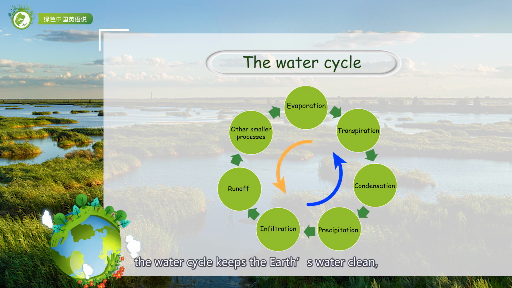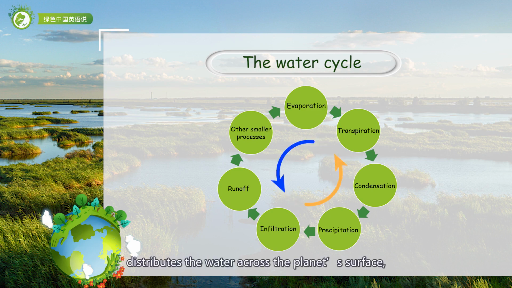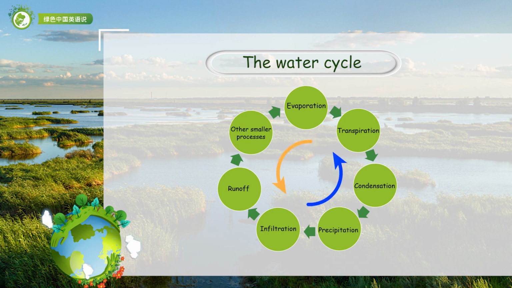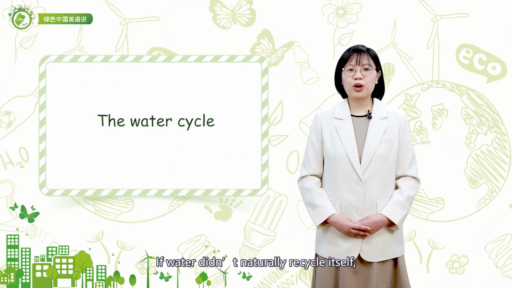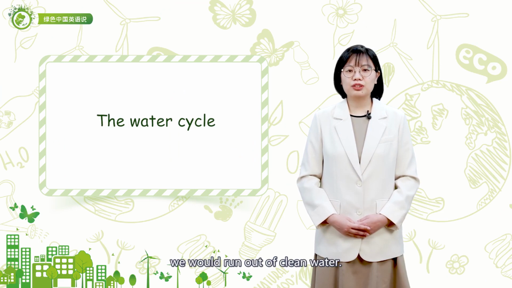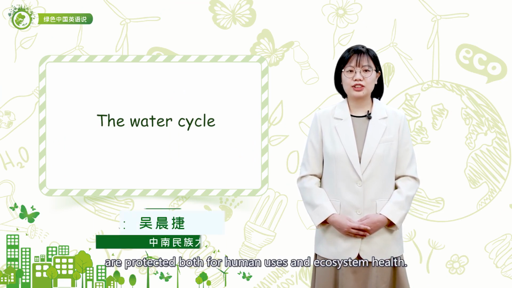Through a series of evaporation, transpiration, condensation, precipitation, infiltration, runoff, and other small processes, the water cycle keeps the Earth's water clean, distributes the water across the planet's surface, maintains aquatic ecosystems, and aids in the process of plant growth. If water didn't naturally recycle itself, we would run out of clean water. So it is important that water sources are protected both for human uses and ecosystem health.